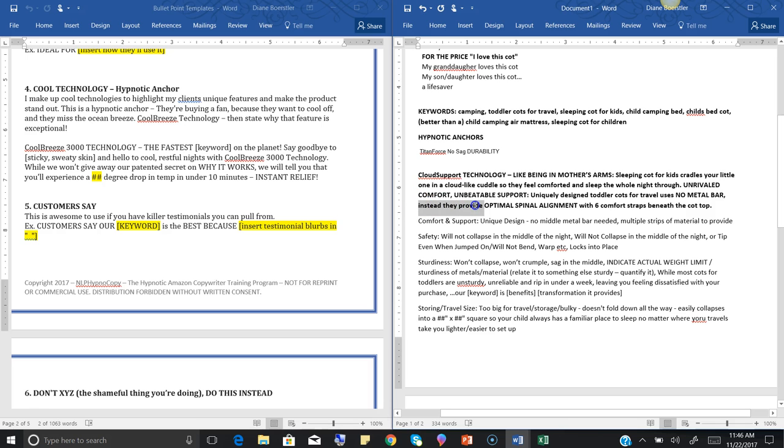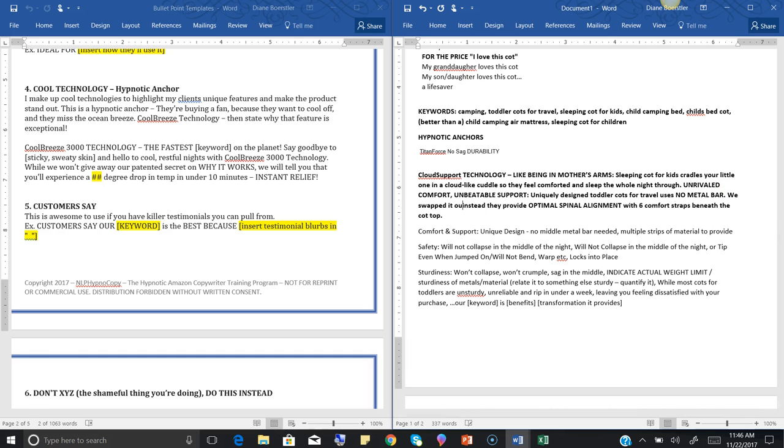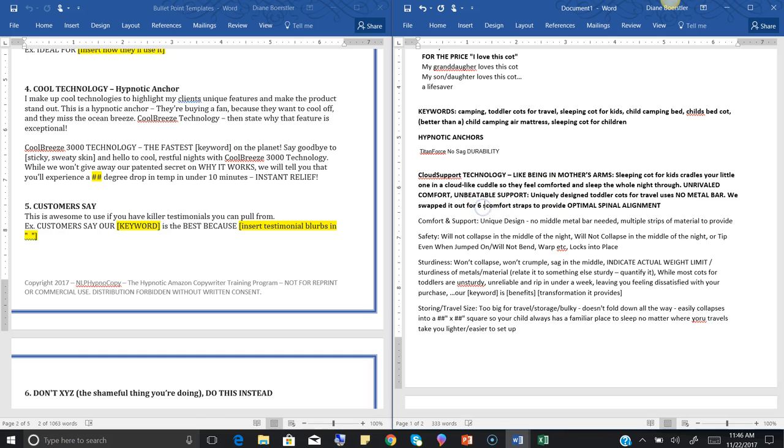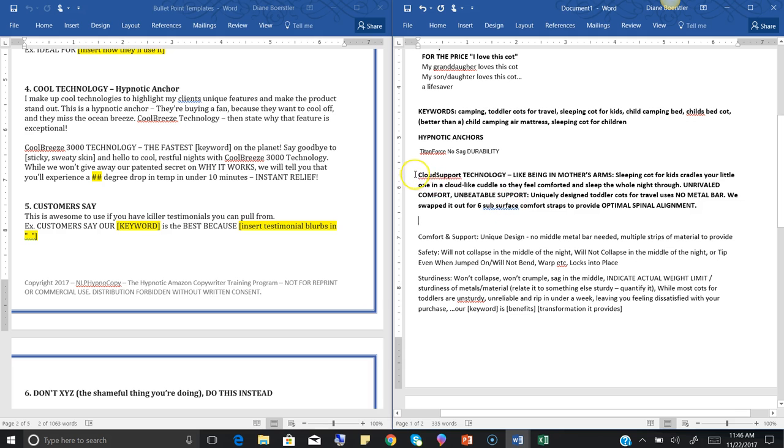Let's see. There's no metal bar. Instead, six comfort straps provide optimal spinal alignment. Optimal spinal alignment. So let's say 6 subsurface comfort straps provide optimal spinal alignment. Okay, so that's our first bullet point. And we may go back and revise that. I'll definitely go back and look at it again.